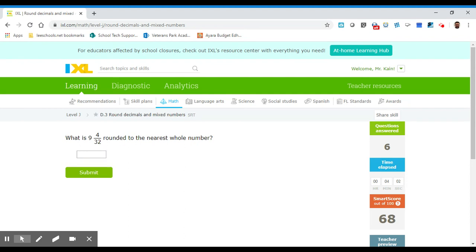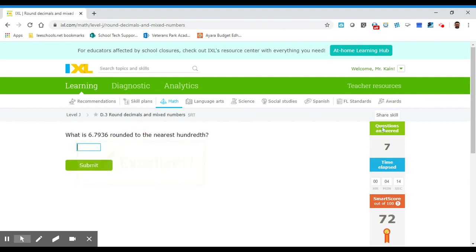All right, what about 9 and 4/32 rounded to the nearest whole number? So this is the whole number. So we look to the fraction. Is the fraction half or more? Not even close, right? So we're going to round it to 9. We're going to round it down to 9.